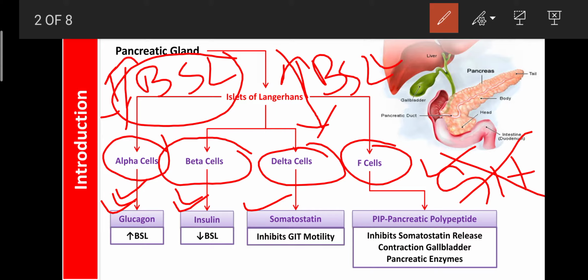GIT motility. As the GIT motility decreases, no digestion occurs, because certain motions are present in the GIT. Those motions are helpful for the mixing of the food with the digestive enzymes secreted from the liver, the pancreatic gland, or the intestinal gland. Those secretions are rich in enzymes, and those enzymes are mixed with our food due to movement in the GIT.